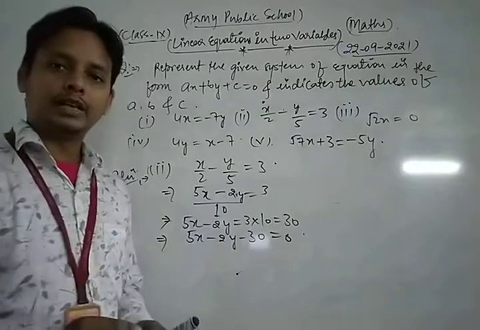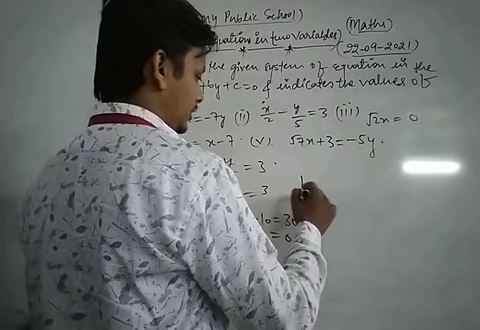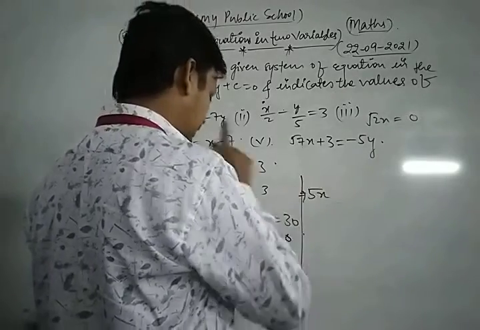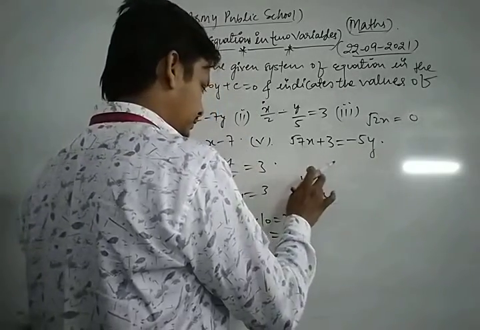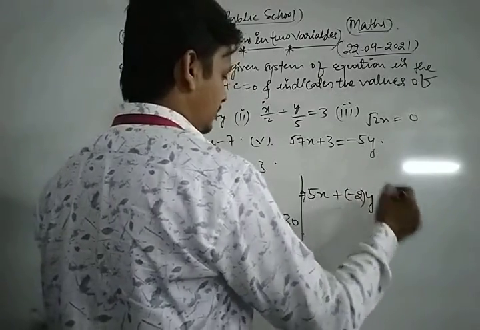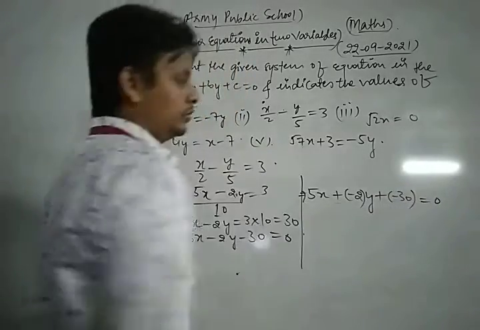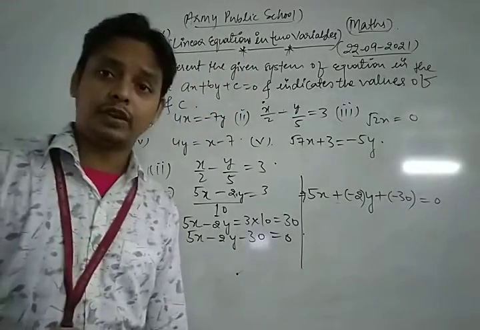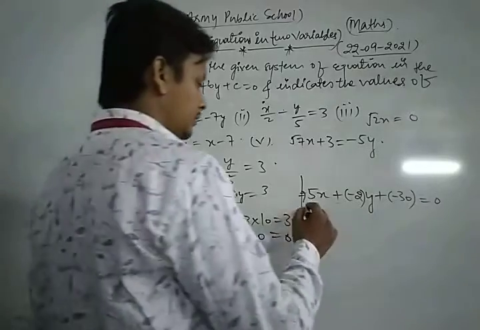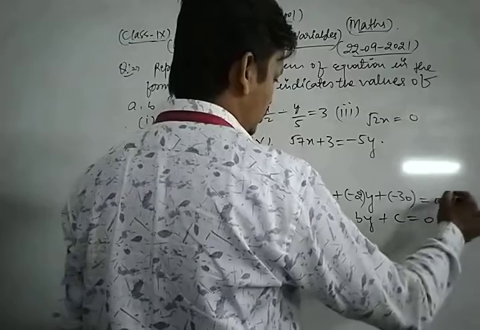Now we also write the given equation in this way. This is 5x plus minus 2y plus minus 30 is equal to 0. So in this way we represent the given system of equations in the form of ax plus by plus c is equal to 0.